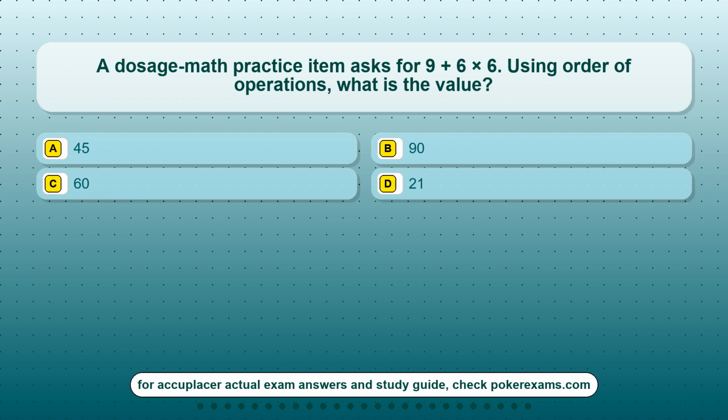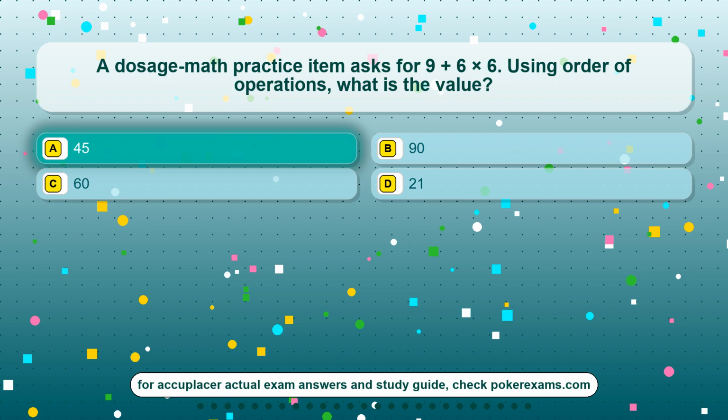Question 4. A dosage-math practice item asks for 9 plus 6 times 6. Using order of operations, what is the value? Option A, 45. Option B, 90. Option C, 60. Option D, 21.